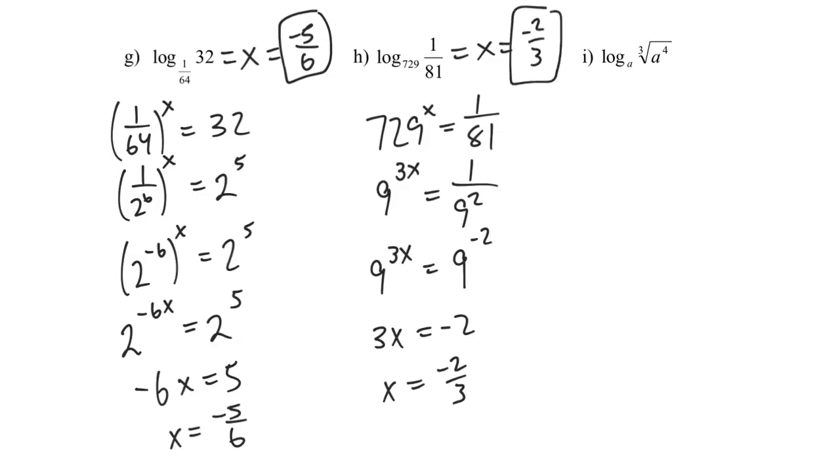Okay, and then finally, one more example here. In letter I, I've got log base a of the cube root of a to the fourth, and so that's going to bring in our exponential rule that we talked about earlier, converting between exponential and radical notation. And so I'm just going to set this equal to x like I normally would, and write a to the x is equal to a to the 4/3 power, since the exponent is the numerator and the index of the root becomes the denominator. So that becomes a to the 4/3.